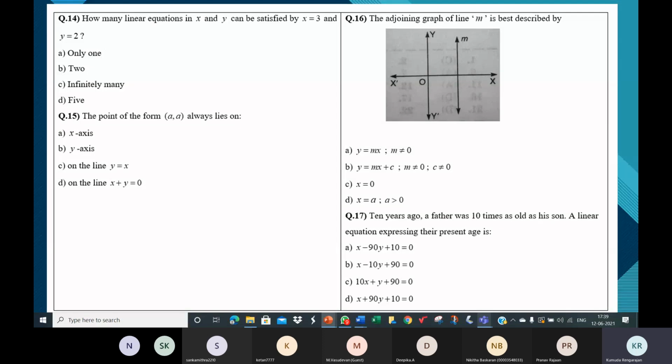Are we in the right slide? We were discussing... Yes. Okay, fine. So where did we stop? Ma'am, at the 14th question. 14, fine. Okay, let's continue with the 15th.